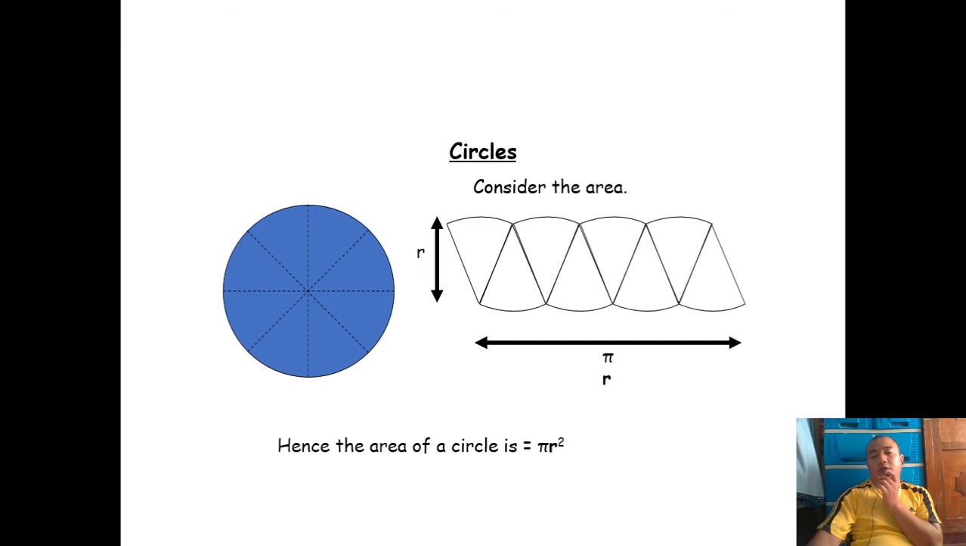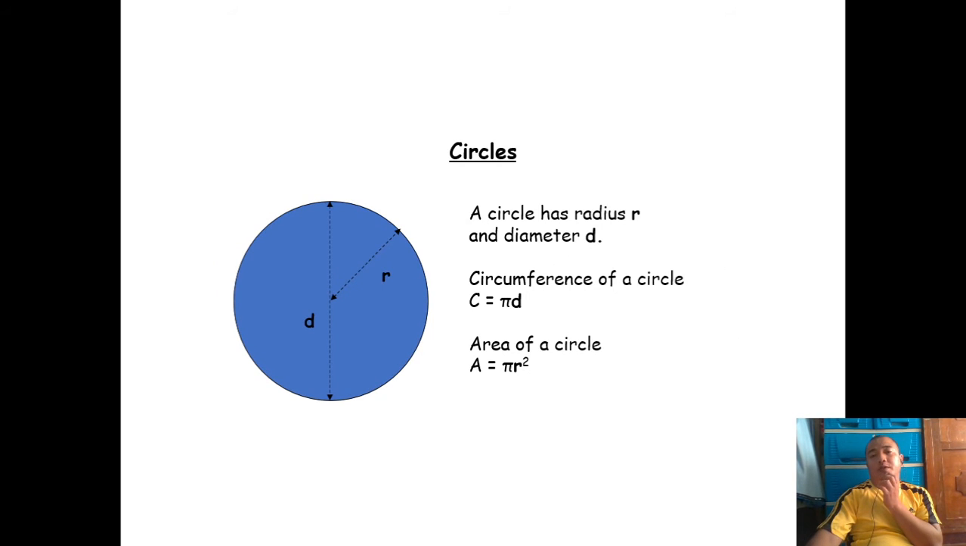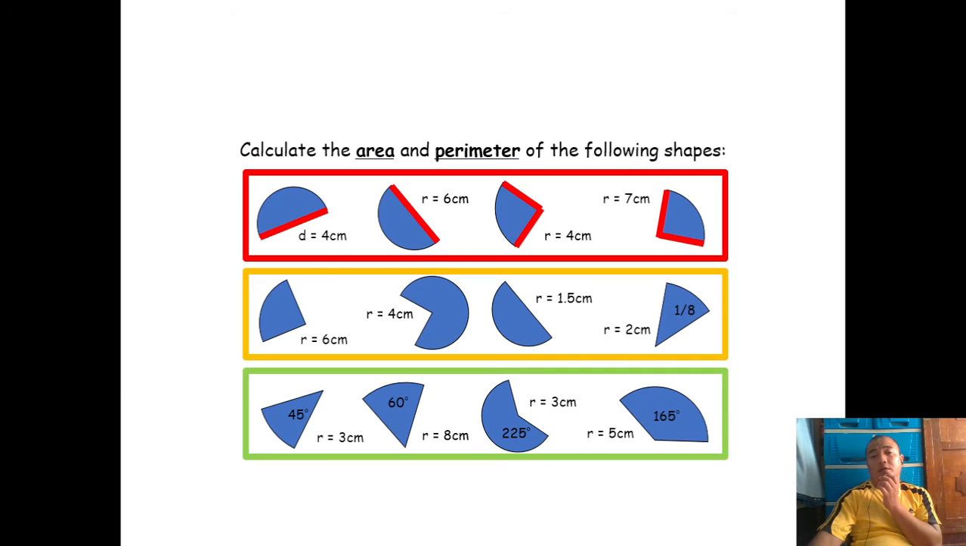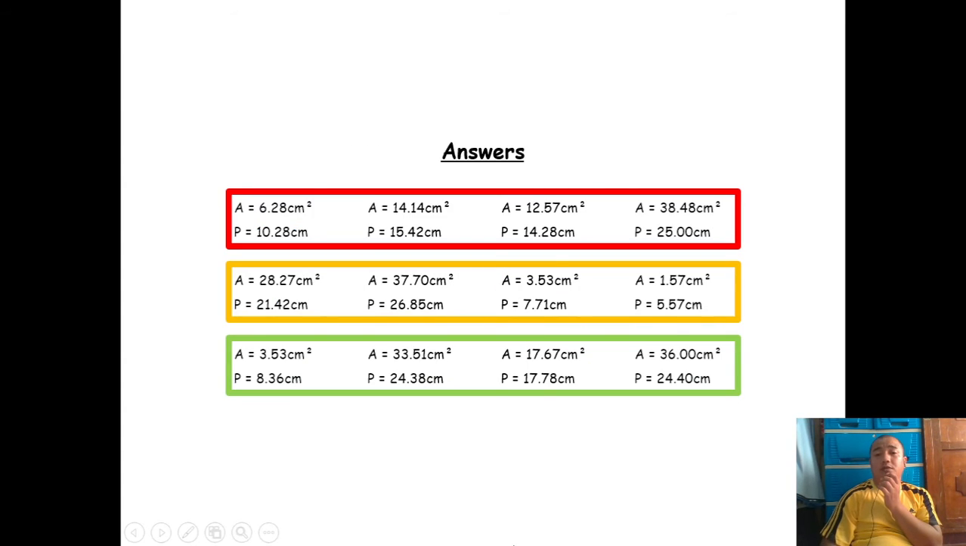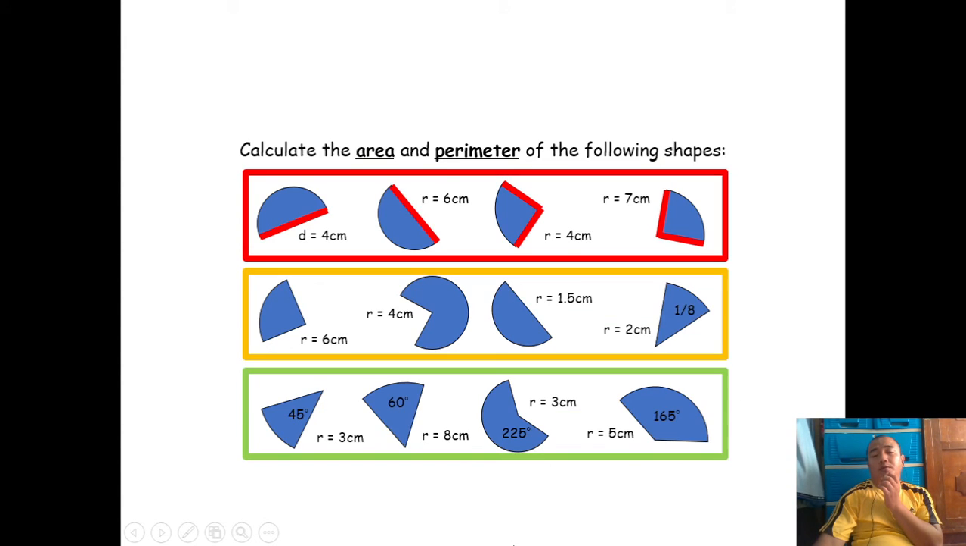So the area of a circle is pi r squared, while the circumference is pi d or 2 pi r. Calculate the area and perimeter of the following shapes. Okay, we have an answer there. We have here some semicircles, some of them sectors. So, let's just try to solve.